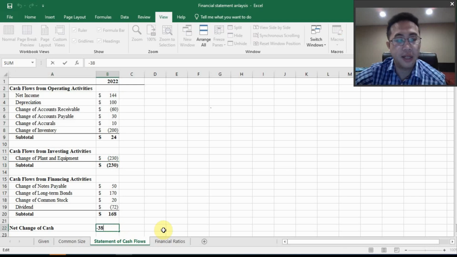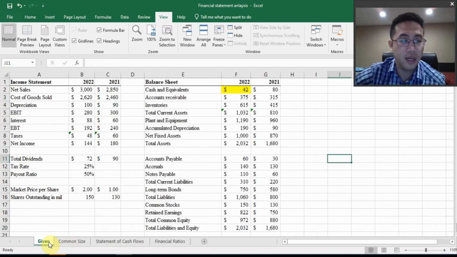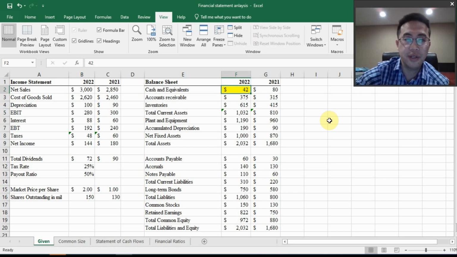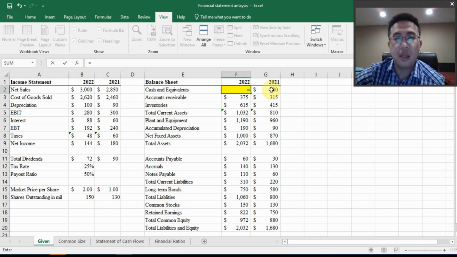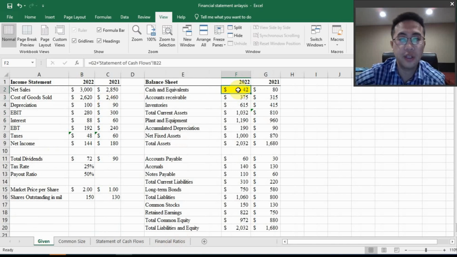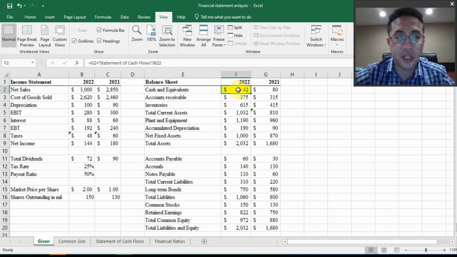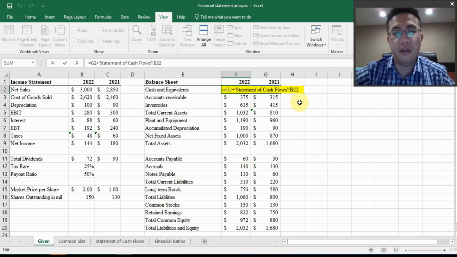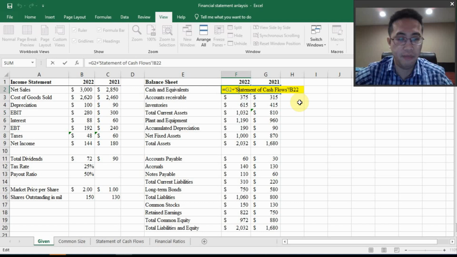Okay, remember I said earlier that when we calculate all the numbers in this given financial statement, we're going to plug in a number for cash equivalents. And that number is the cash in the previous year plus the overall change of cash from last year, which is a negative 38. So if I hit enter, you will see the number is still 42 as expected. That's a correct number, but there has been a formula plugged in behind it. So that's going to be part of your grade for this submission.